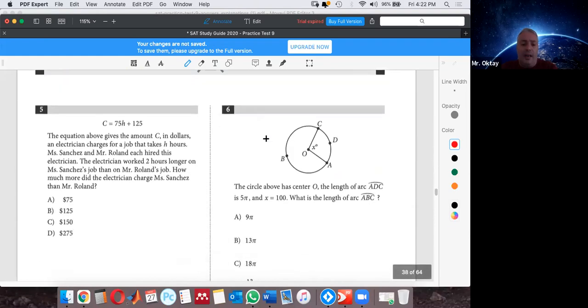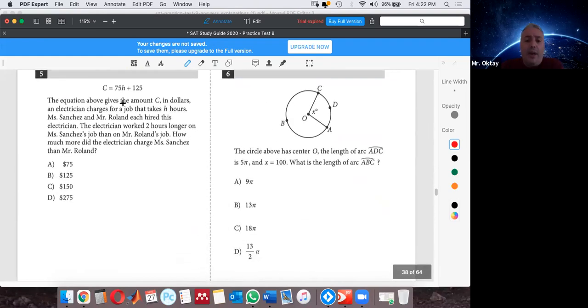Now let's go down. The equation above gives the amount C in dollars an electrician charges for a job that takes H hours. How many hours? I don't know. H hours, 2 hours, 3 hours, 4 hours, 10 hours. For example, if H is 1, how much does it get? 75 times 1, 75. 75 plus 125 will be 200. Yeah, $200, for example.